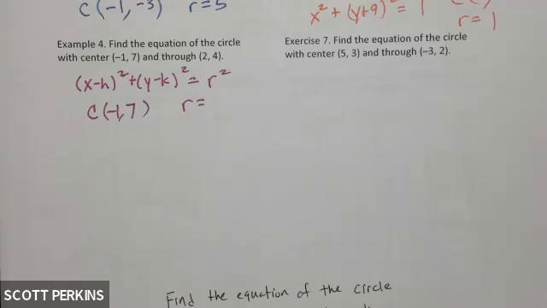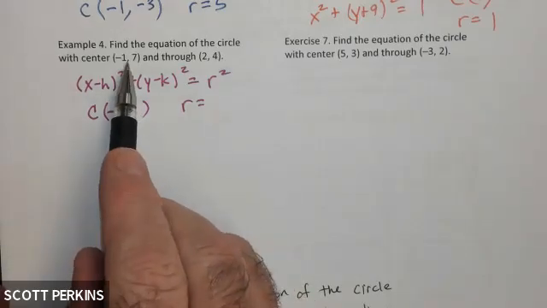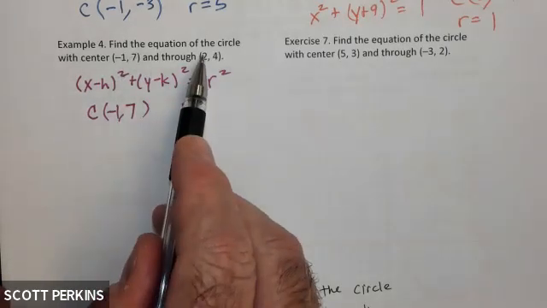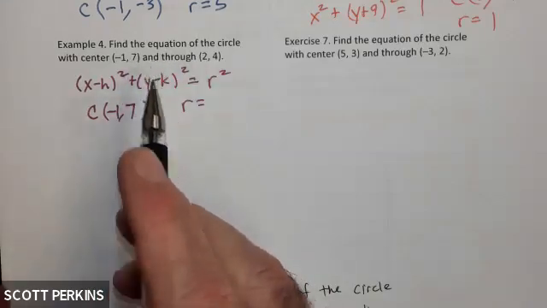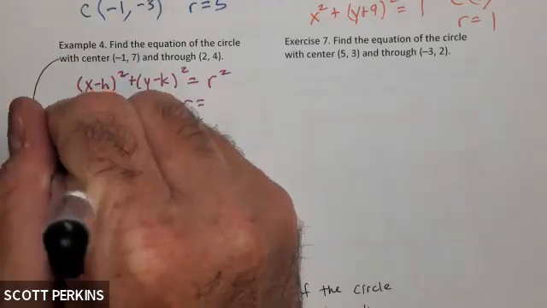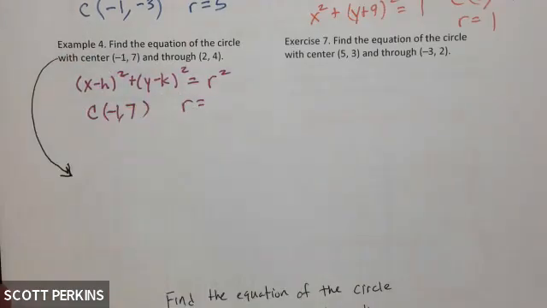The distance between the center and the outside of the circle. So it's the distance between the center and the outside of the circle, so I need to use the distance formula. I'm going to skip down here and do my scrap work right below the problem. I need to find the distance between those 2 points. That's going to be my radius.